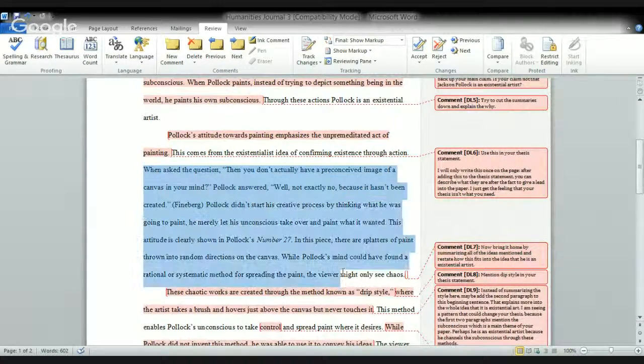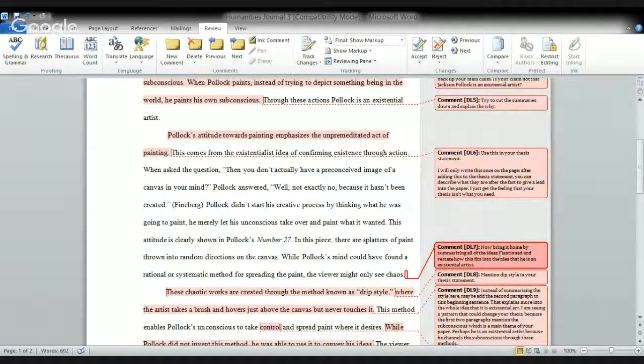I do like a lot of these ideas. One thing I will say is now, instead of summarizing all of these ideas mentioned, there's something that's called synthesis, and it means taking all of these ideas and writing the why. So what's the point? So you give these ideas, why does that make him an existential artist? And then restate your thesis statement, tying it into him being an existential artist. So once again, Pollock's attitude towards painting emphasizes that the unpremeditated act of painting does help him to become an existential artist.